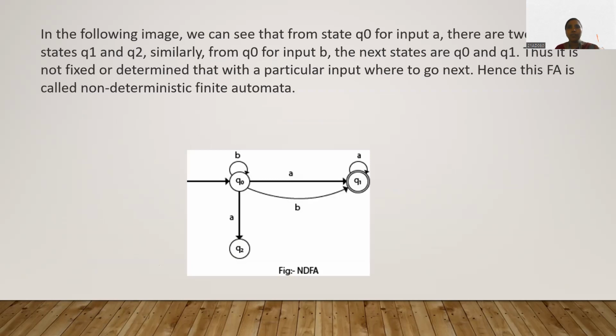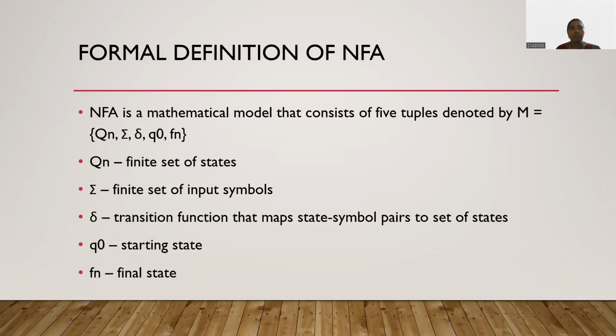In the following image, we can see that from state Q0 for input A, there are two next states, Q1 and Q2. Similarly, from Q0 for input B, the next states are Q0 and Q1. Thus, it is not fixed or determined where to go next with a particular input. Hence, this type of FA is called non-deterministic finite automata.